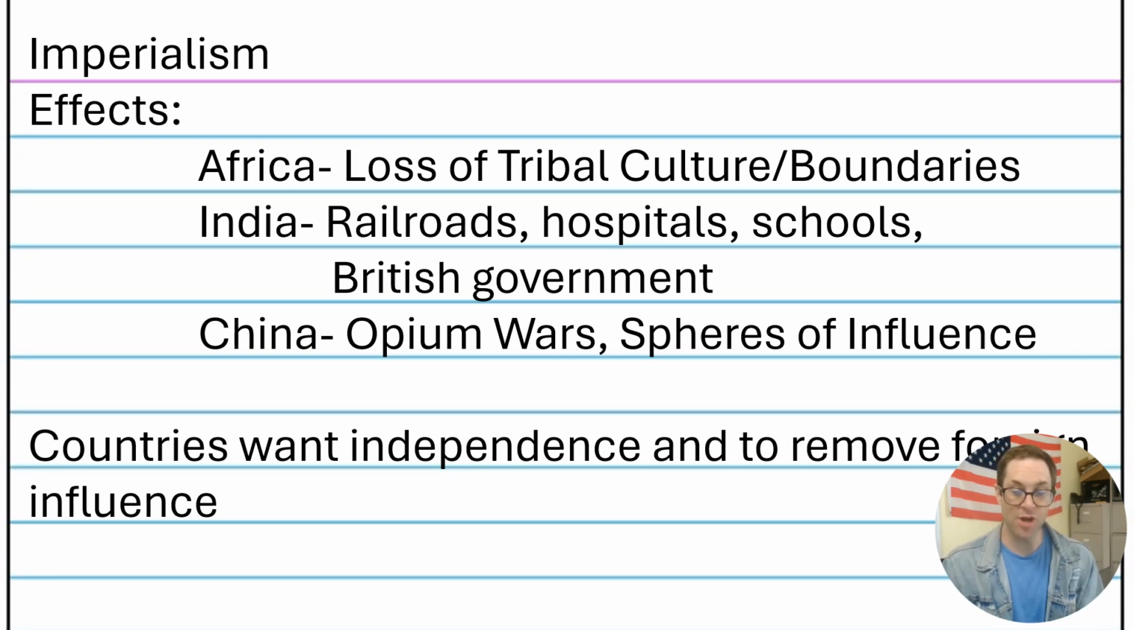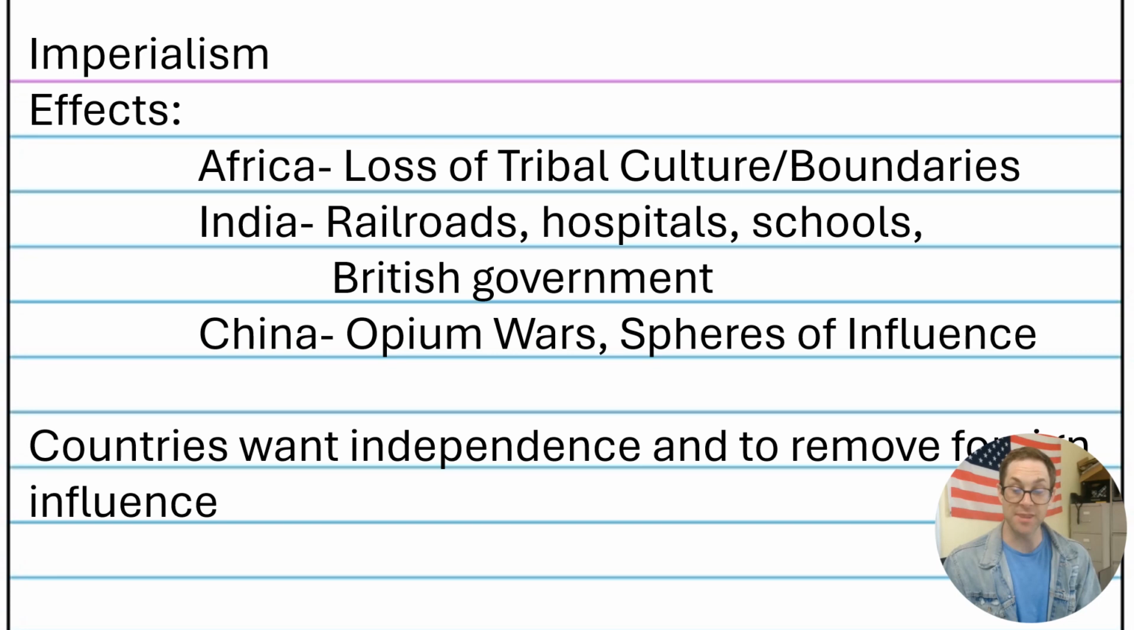And after they try to take over these three major areas of the world, Africa will lose its own culture because it's taken over by Europeans. They won't have the same boundaries as before. In India, the British government will set themselves up there because they were taken over by them. And the British government will in some ways help. There'll be railroads, hospitals, and schools, and some forms of modernizing and westernizing.